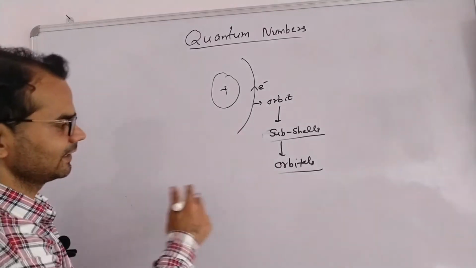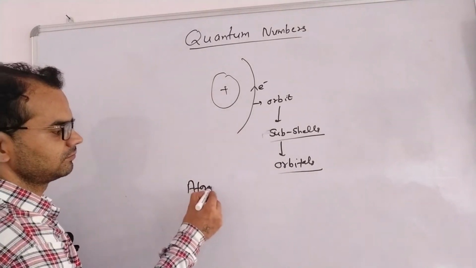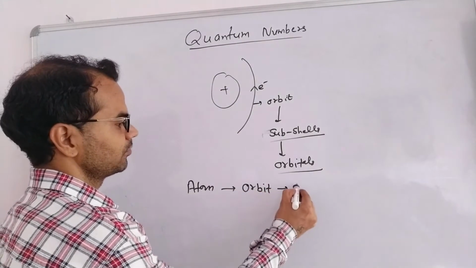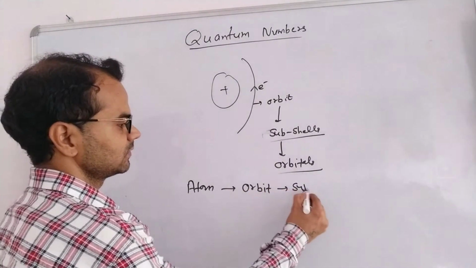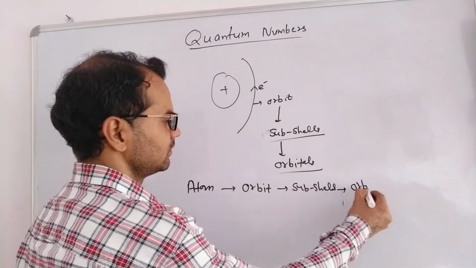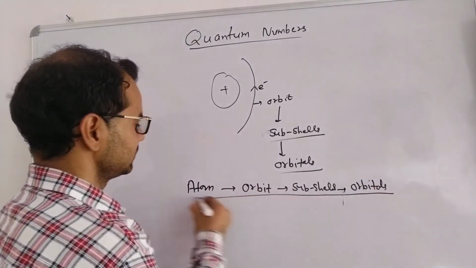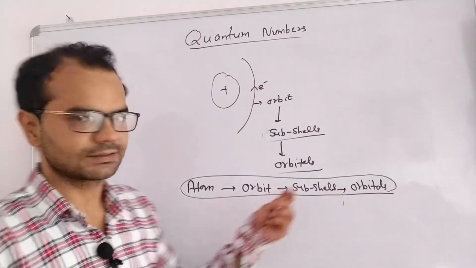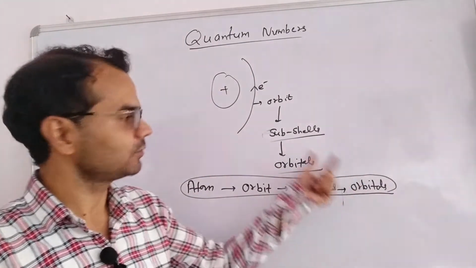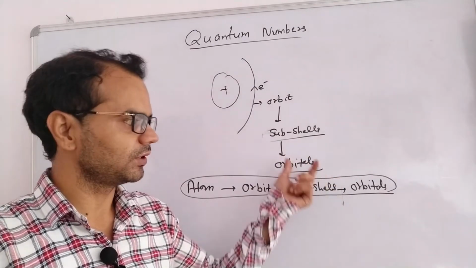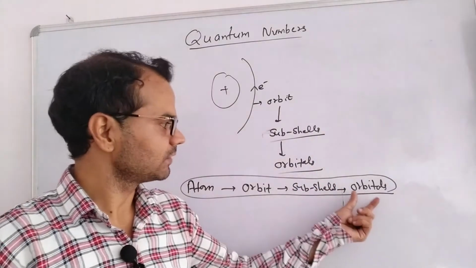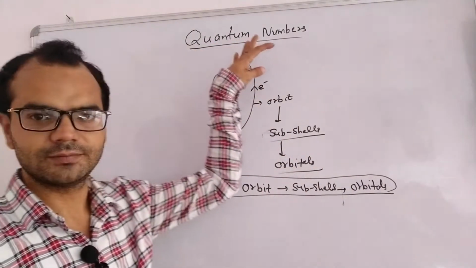Easy. So finally, we can say an atom contains orbits, an orbit contains subshells, and a subshell contains orbitals. This is the correct sequence. Each atom has orbitals in which electrons are present, or they are spinning, or they are oriented. Easy. So to understand these orbitals, we must know quantum numbers.